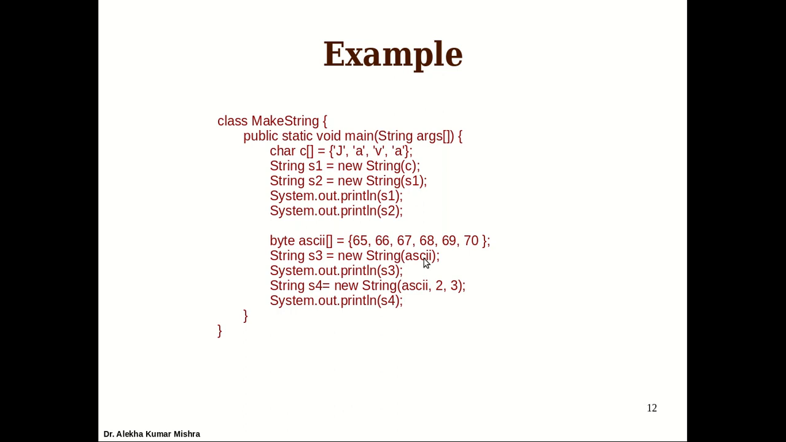Then not only can we initialize a string by the entire array, but also a substring. The example of a substring: string S4 is initialized from the byte array ASCII, but not the entire array, starting from index 2, after 0, 1. So 67, and 3 characters. The third parameter says the number of characters. So number of elements 67, 68, 69. So 3 characters only, and string S4 will be initialized to a string of 3 characters. All right. So this is how various constructors of the string can be used to create a string object.